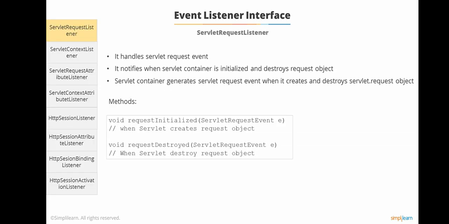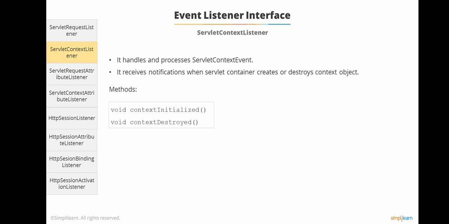The first one, the ServletRequestListener, handles ServletRequestEvent. It notifies when servlet container is initialized and destroys request object. The servlet container generates ServletRequestEvent, when it creates and destroys ServletRequest object. You have the requestInitialized and the requestDestroyed methods available. Then comes the ServletContextListener. It handles and processes ServletContextEvent. It receives notification when the servlet container creates or destroys context object. Again, two methods available.